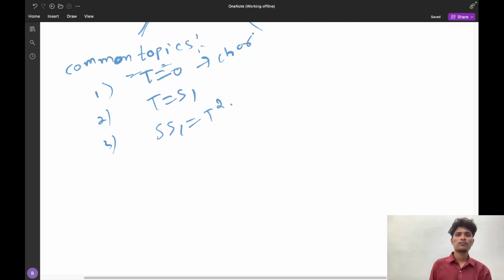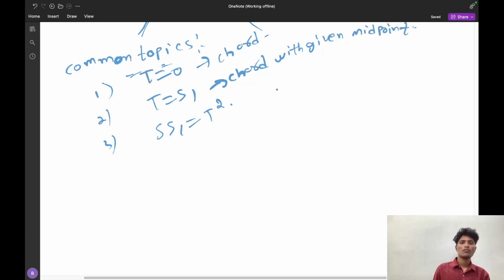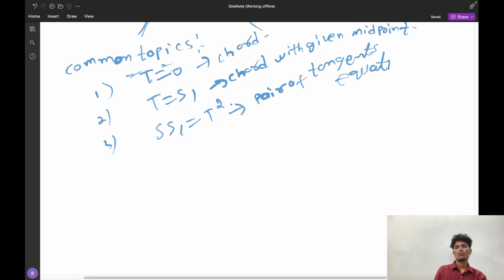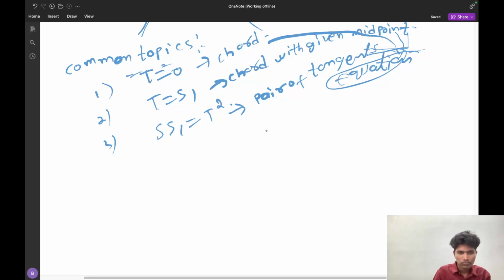This is chord. This is chord with given midpoint. And this will be the pair of tangents equation. These three are all equations only. Yes, you can think like this. And now asymptotes, a very important topic.